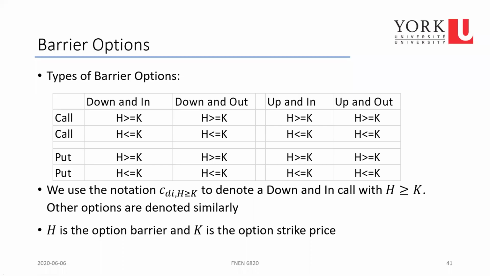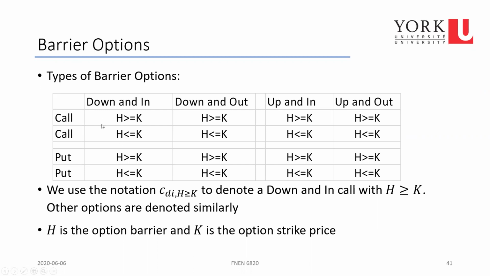Let's now take a look at how we can price barrier options. For barrier options, we actually have 16 different possible variations. Actually, we don't have to deal with all 16 situations, and you'll see why very shortly.